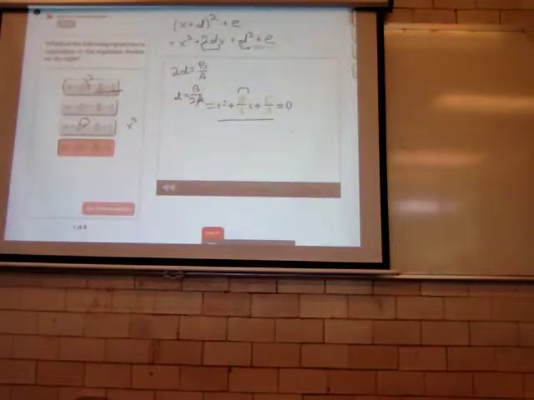Now, for the constant term, we have d squared plus e up here, and c over a down here. So that means d squared plus e is equal to c over a. We already know what d is, it's b over 2a, so we can plug that in. B over 2a, the whole thing squared, plus e, has to equal c over a. Now, we can expand this square to get b squared over 4a squared plus e equals c over a.